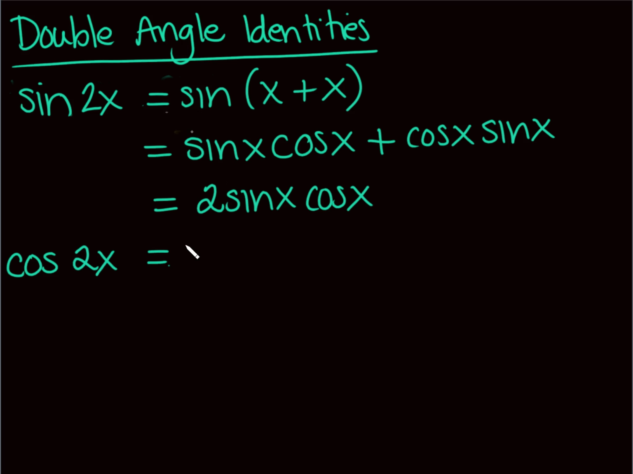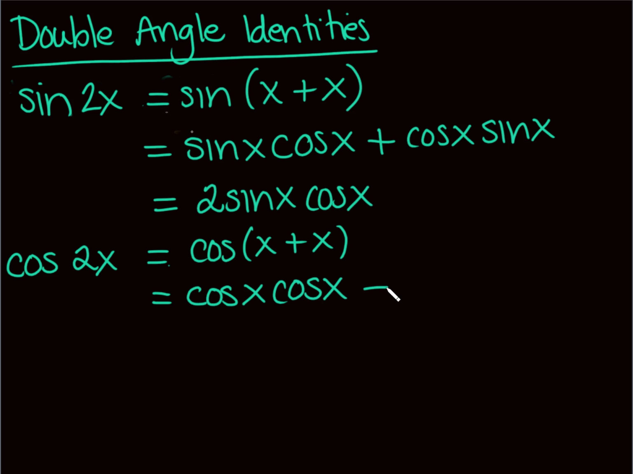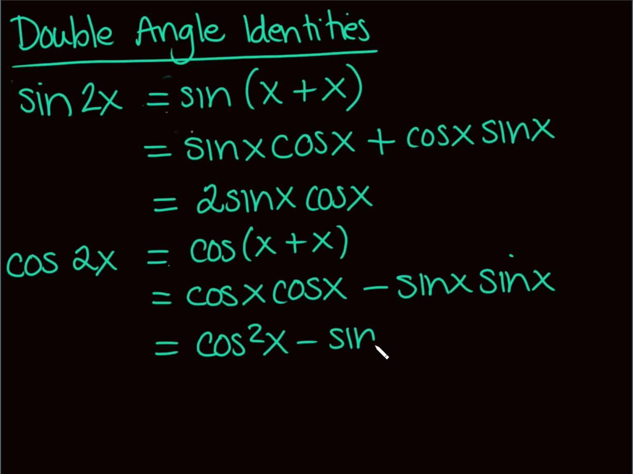Likewise, if I want to figure out a formula or an identity for cosine of 2x, I'm going to think of that as cosine of x plus x. So what does cosine do? Remember, cosine does cosine, cosine, sine, sine, except it's the opposite sign, S-I-G-N. So I have cosine of x cosine of x minus sine of x sine of x. So what is cosine of 2x? It's cosine squared minus sine squared.